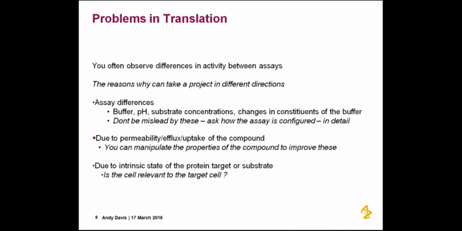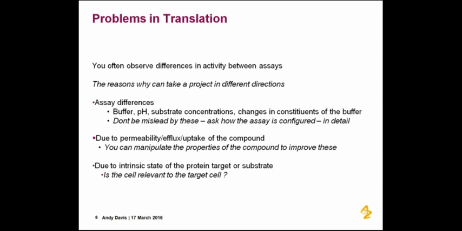We should ask how our assays are configured in a lot of detail. It may be that the permeability or the physical properties of our compound are wrong, in which case that's what we should optimize. Or it may be that the intrinsic state of the protein or target in our target cell is different from in our screening assay, in which case we want to make sure we screen our compounds in very relevant assays.